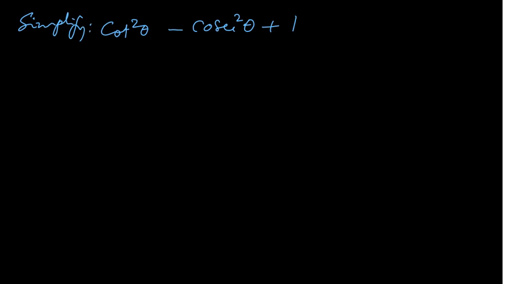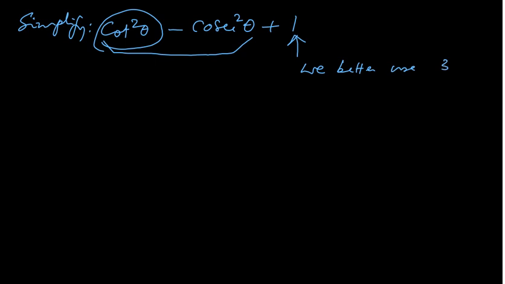Yes, we have to decide from the three, especially when replacing the 1. For example, say I have cot square theta minus cosecant square theta plus 1, and they ask us to simplify. You try to see whether there is a formula connecting this, but the easiest thing is to look for the 1. Since this is sitting here, we better use the third formula.